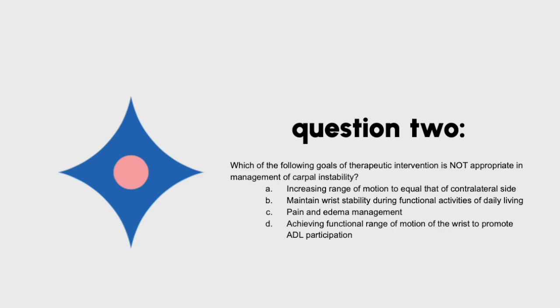The correct answer here is A. For management of carpal instability, the focus should really be on a pain-free functional wrist, not necessarily increasing range of motion to equal the contralateral side. We want really that pain-free functional range of motion.